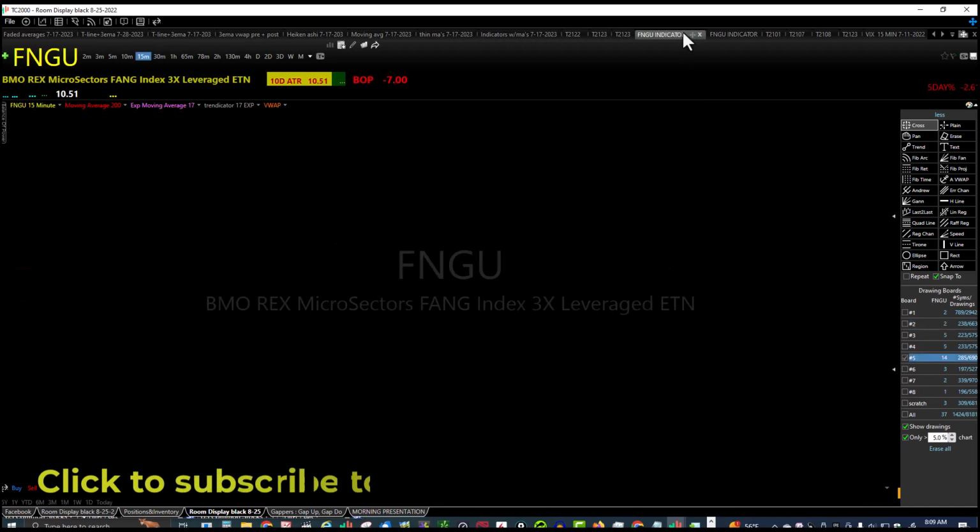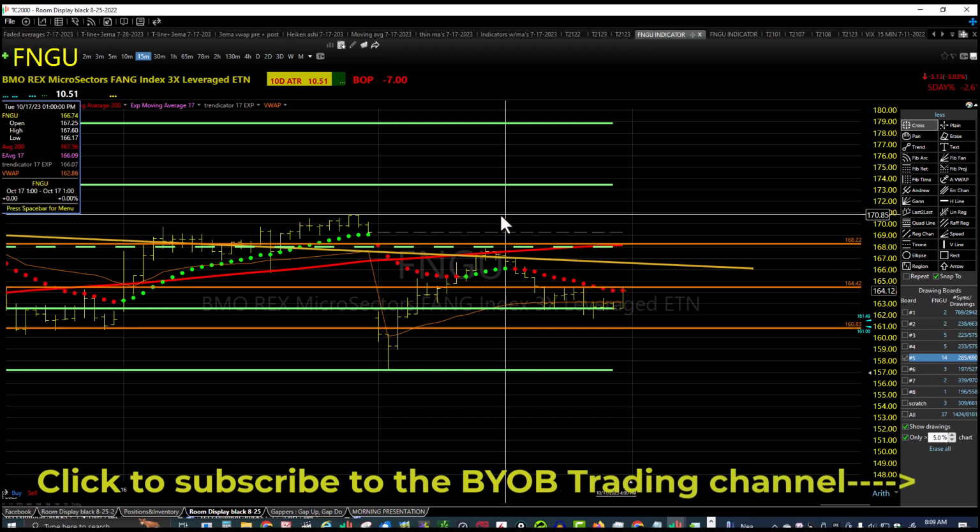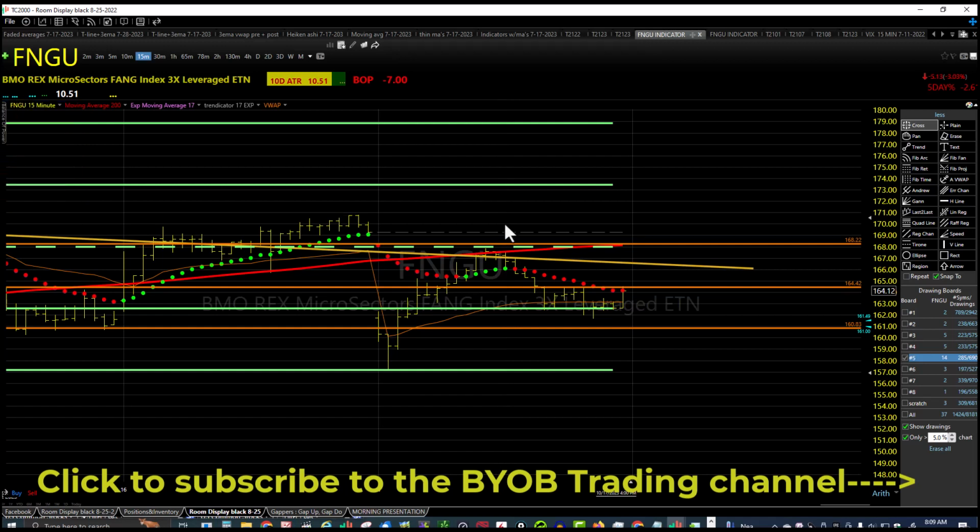We'll see what happens. FNGU indicator gapped down in the morning and then rallied up until 1 o'clock, right about there. And then they just pulled the bid and let it free float for the rest of the day, right around VWAP.